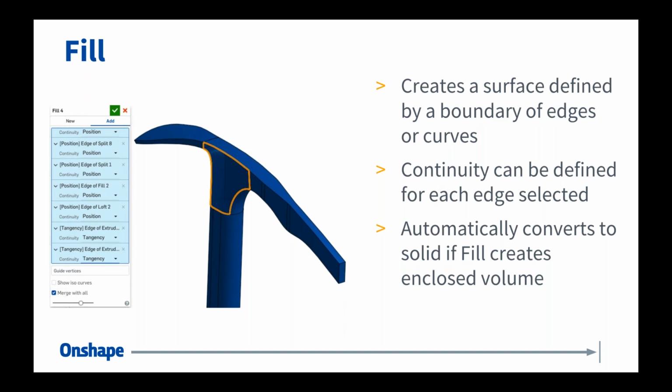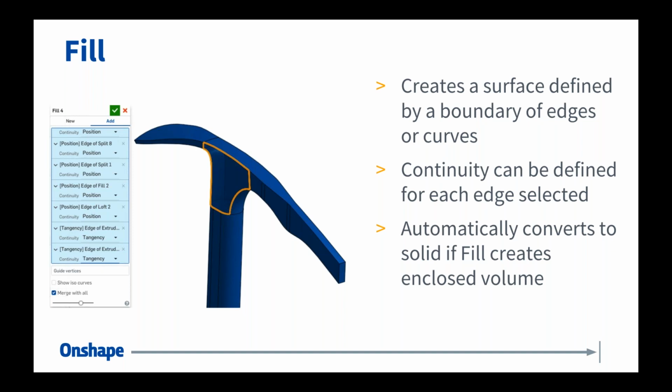The last thing I want to mention is if you're doing a fill, and the fill creates an enclosed volume out of a part, it will automatically convert it to a solid, so that you don't have to do this as a separate step later. And this is a common theme that you're going to see throughout Onshape. So you're going to see it in the extrude command, the revolve command, the sweep command, the loft command, the fill command. You see the screenshot up there. You can see the option to add. Onshape will automatically merge the surfaces.